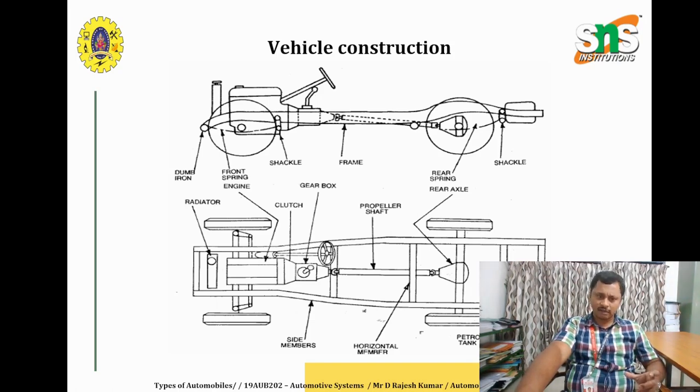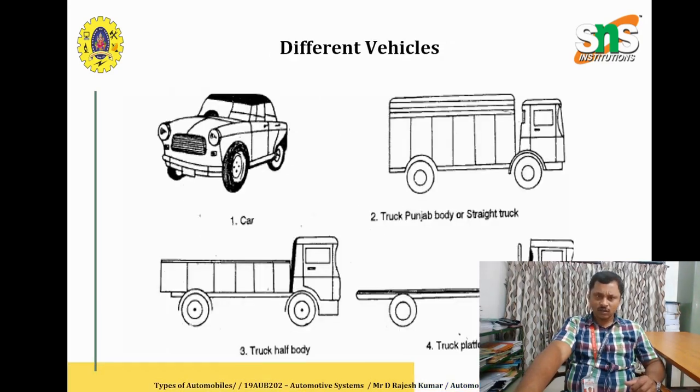So the engine, gearbox, steering components, and suspension are all mounted on a main component that is called the chassis. That is nothing but the backbone of the vehicle. So there are 10 different types of vehicles according to the construction.